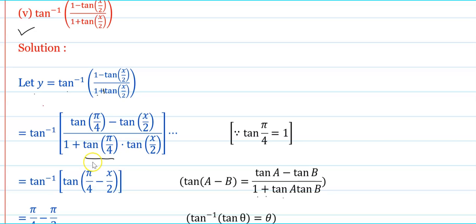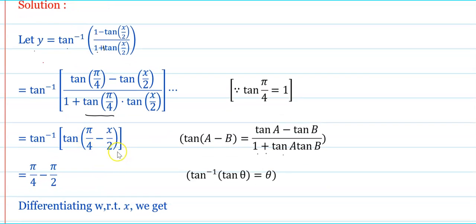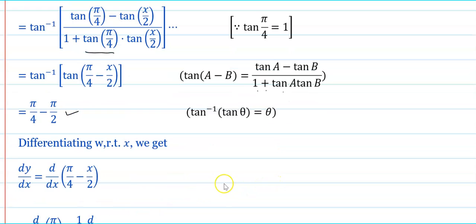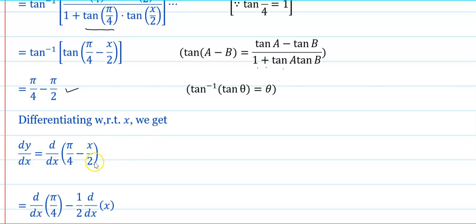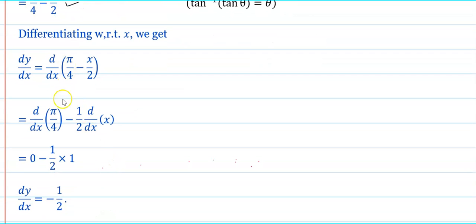For that 1 we write tan of pi by 4. Okay, this is the expansion of tan of pi by 4 minus x by 2. Now tan inverse of tan of pi by 4 minus x by 2 is pi by 4 minus x by 2, using the formula tan inverse of tan of theta is theta. Now again differentiating with respect to x, dy by dx is equal to d/dx of pi by 4 minus x by 2. Derivative of pi by 4, which is a constant, is 0. x by 2, take 1 by 2 as a multiplicative constant and the derivative of x is 1. And therefore minus 1 by 2 into 1, you will get minus 1 upon 2.